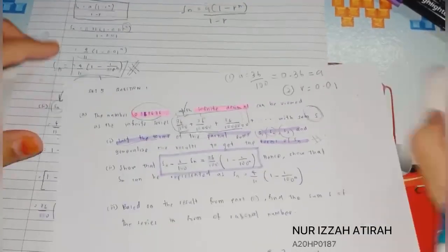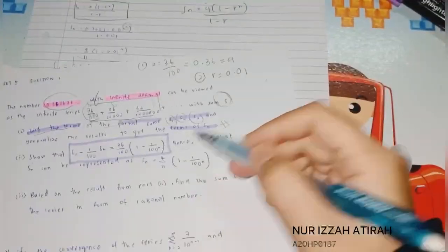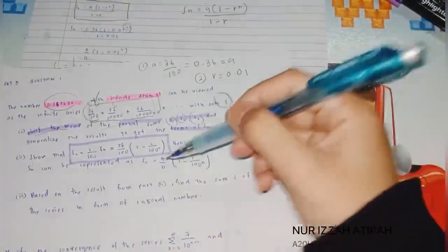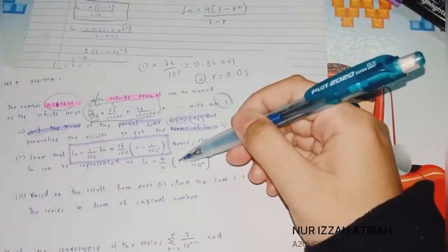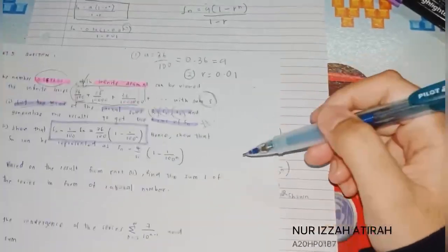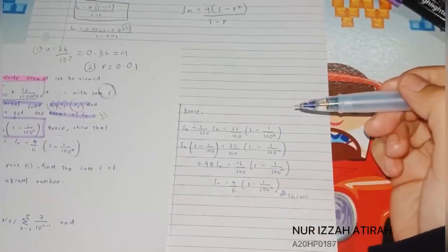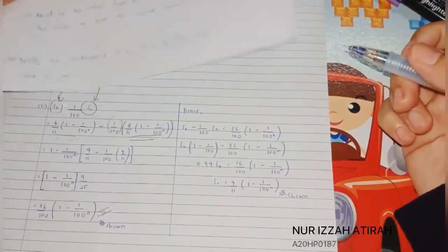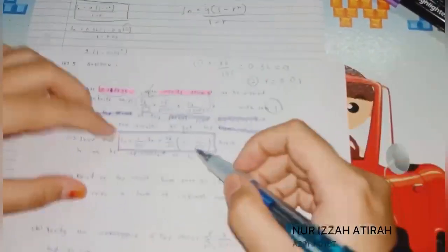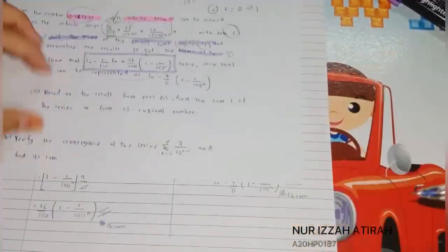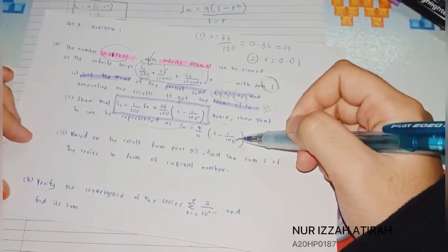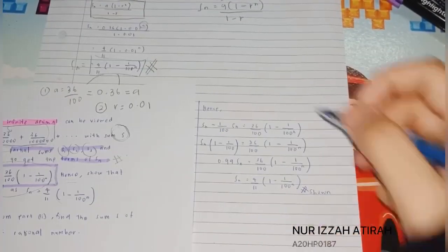Okay, for the next question, they ask us again, hence show that Sn can be represented as Sn equal to 4 over 11 multiplied by 1 minus 1 over 100 to the power of n. Okay, now what should we do is we take it back this. This question we need to show that Sn is equal to 4 over 11 multiplied by 1 minus 1 over 100 to the power of n.